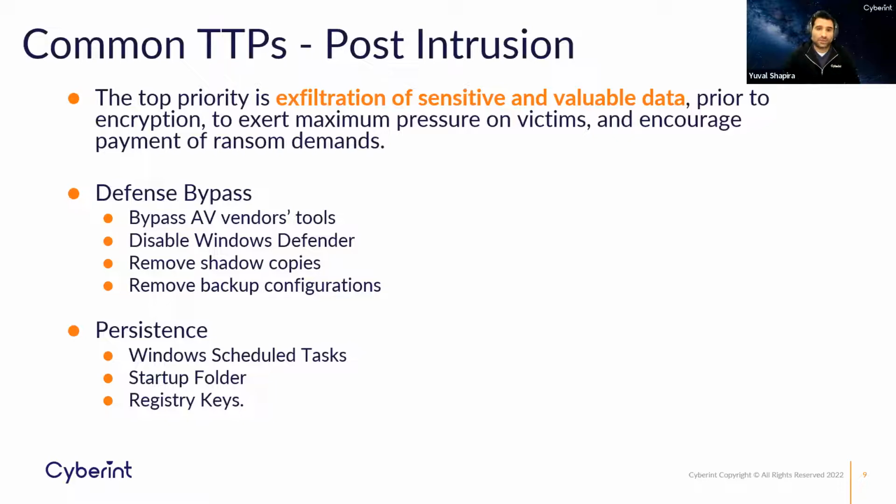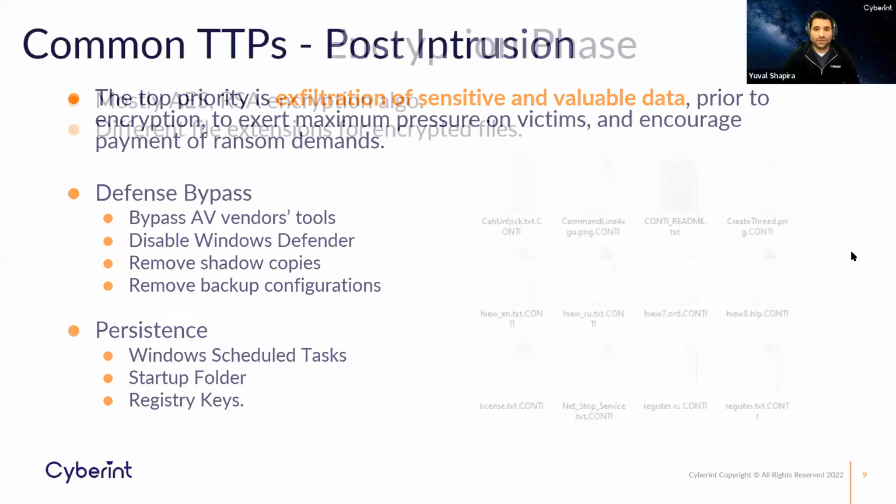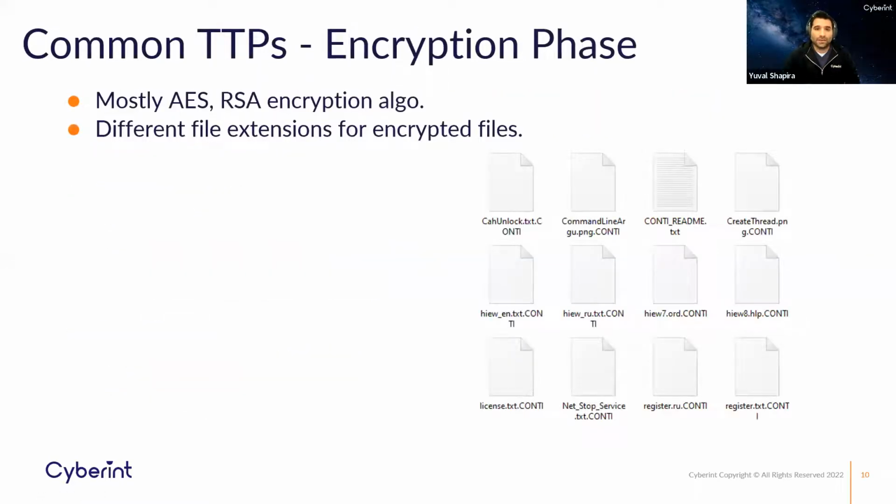So the threat actor is under the radar. No one is looking. He's avoiding all the AV vendors and security models, and it's time to encrypt the data. So different families will use different encryption algorithms, and some will combine several encryption algorithms, and they will also use different file extensions for the encrypted files.